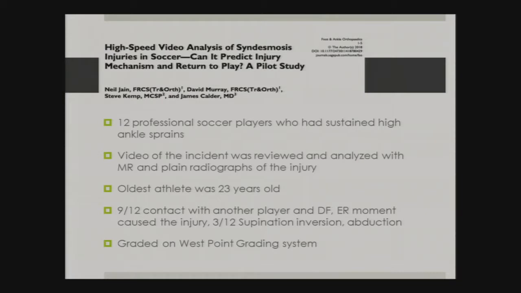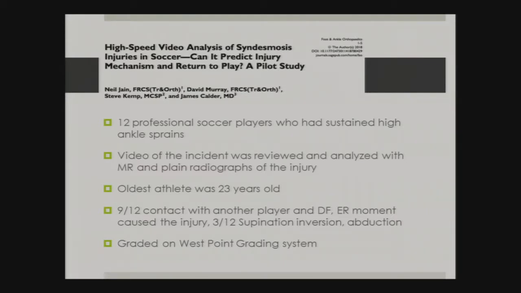This was another study I found that was out of Europe. It took high-speed video footage of soccer players that had an MRI confirmed high ankle sprain, and analyzed the mechanism of that. So there are 12 professional players. The oldest athlete was about 23 years old, so these were pretty young athletes. 9 of the 12, their injury occurred with contact with another player, with a dorsiflexion external rotation moment, which makes sense if you think of the anatomy there.